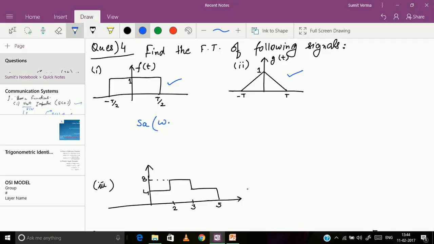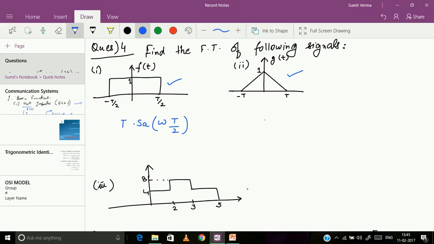And here the value is going to be omega into width by 2. So width is t. So if you divide it by 2, width by 2 is t by 2. And the amplitude should be area. So what is the area of this function? The amplitude is 1, width is t. So the area is simply t.